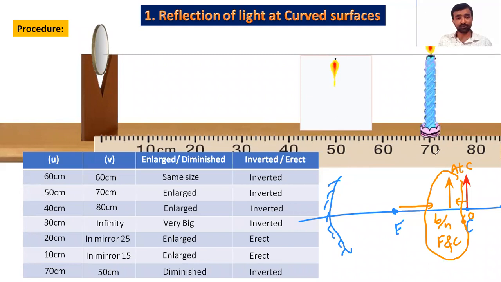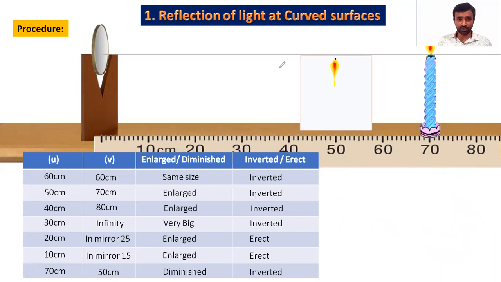Then we will go for the next position of the object at 40 centimeters. Where is it? It is again between F and C only, because F is 30 centimeters and C is 60 centimeters. If you take 40 centimeters, it lies between F and C, right? Then we'll go for the next.